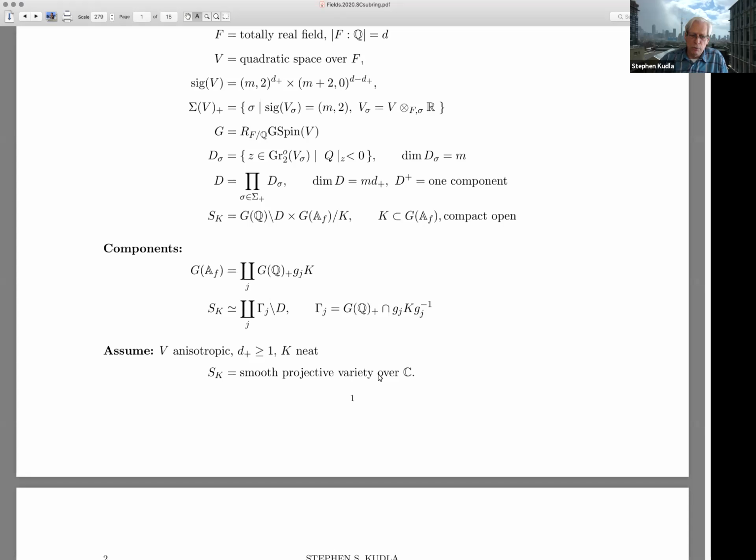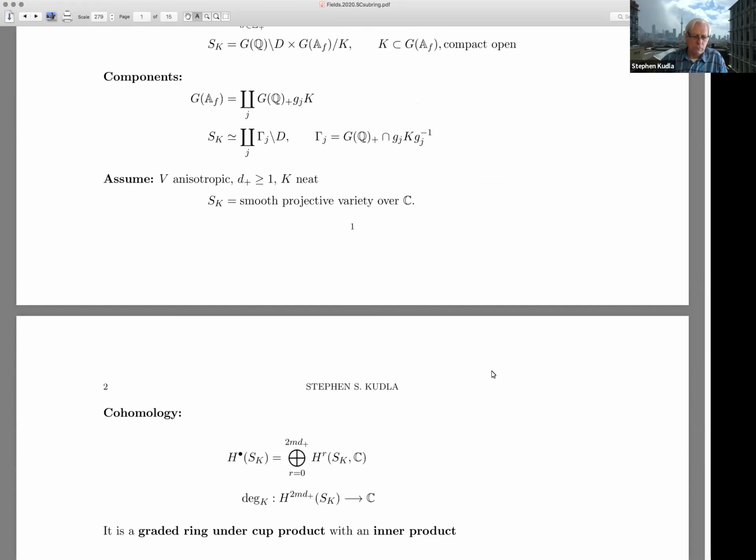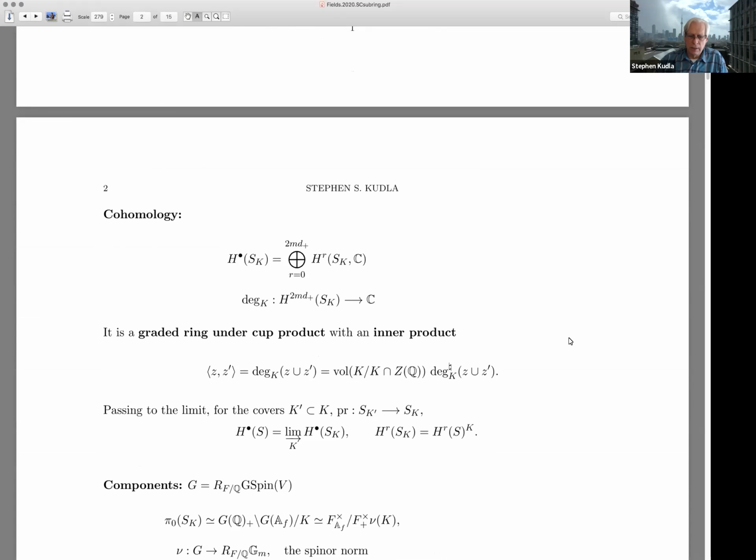And so I'm going to assume two things. First of all, I'm going to assume that the space V is anisotropic, so there are no null vectors, no non-zero vectors with zero inner product. And I'm going to assume that K is neat. Those two things together mean that this S_K is a smooth projective variety over the complex numbers. Neat makes sure that these quotients are manifolds, and the projectivity comes from the fact there are no cusps here. So this is a nice smooth projective variety for each K. And so we're interested in its cohomology.